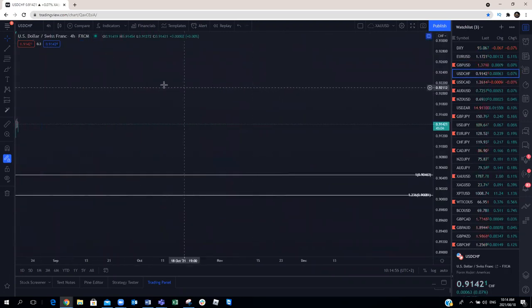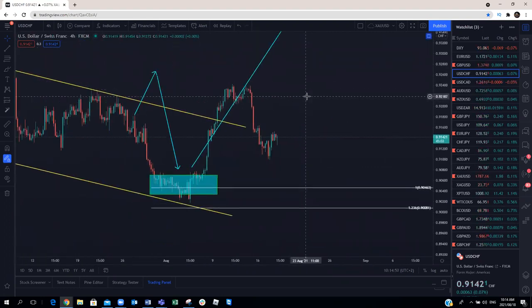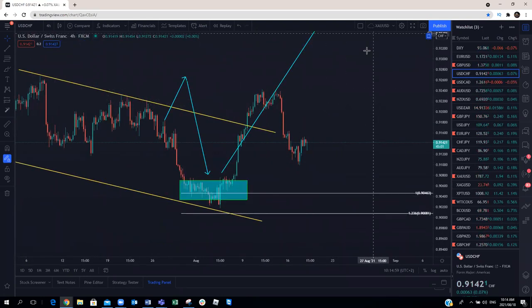Now, US dollar Swiss franc is interesting, it is actually making a 3-wave corrective structure here. So this should see US dollar Swiss franc at least make a move back to this level. That will be a 3-wave structure. If we make that 3-wave structure, we'll look to sell around that level. Okay, so that is the US dollar Swiss franc.